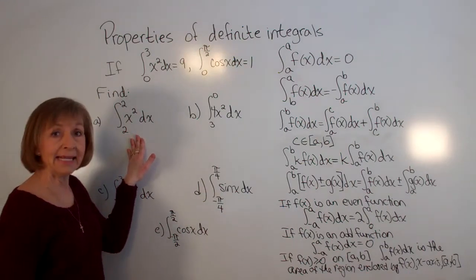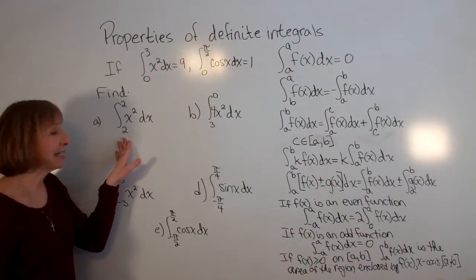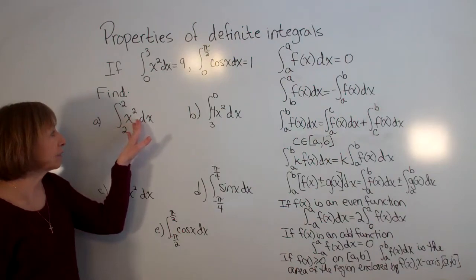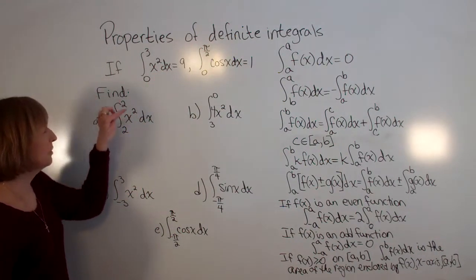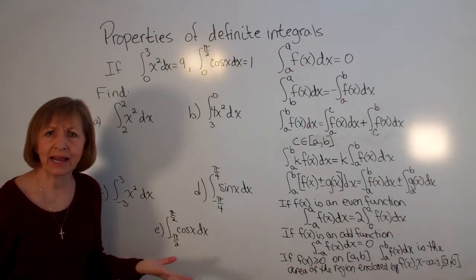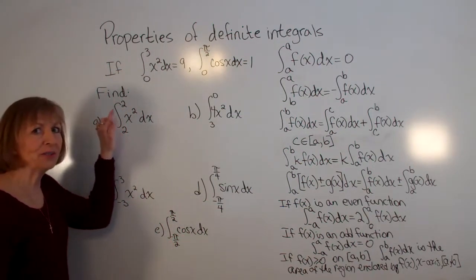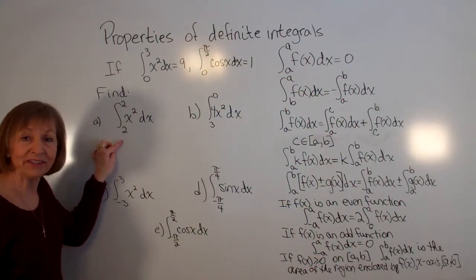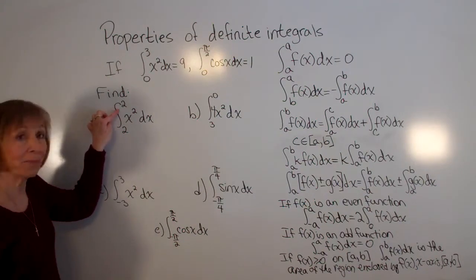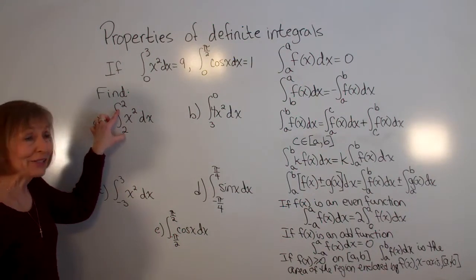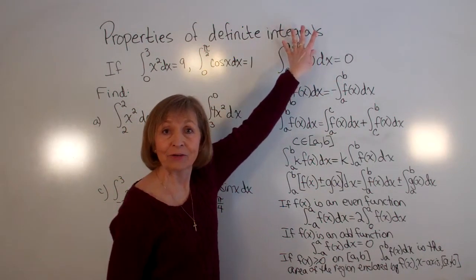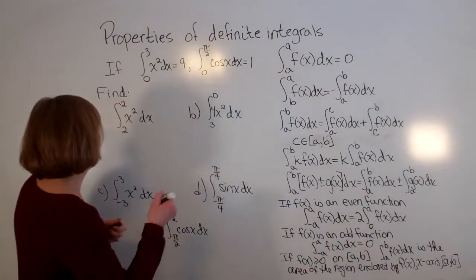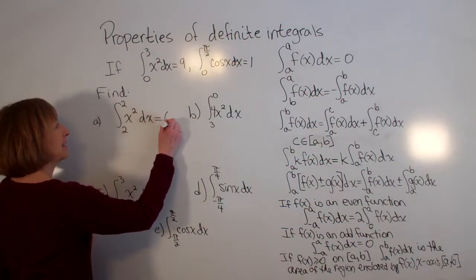Now my part A is, what's the definite integral from 2 to 2 of x squared dx? Well, it's x squared dx, but this is 2 and 2, and it's not the values that I have in the setup. The lower limit of integration matches the upper limit of integration. So by this property, that definite integral value is 0. So that one just comes out to be 0.